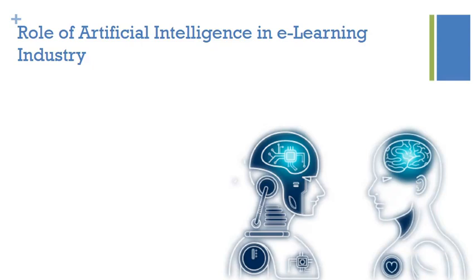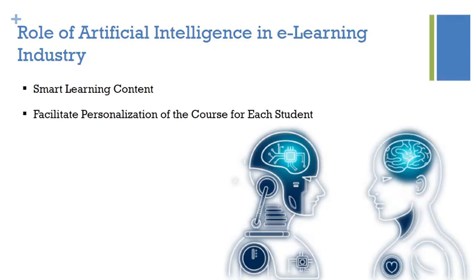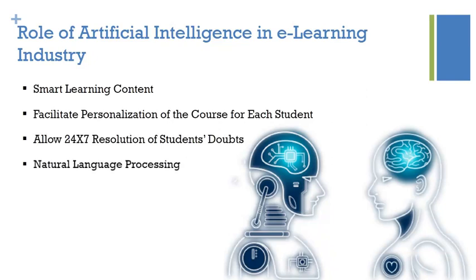Artificial intelligence can improve the following: smart learning content, and facilitate personalization of the course for each student. Every student has different educational backgrounds and thinking abilities. It is imperative to provide case studies and examples that they can best relate to, meaning that the course needs to be customized for each student for better learning. It can also allow 24/7 resolution of students' doubts, natural language processing, and real-time questioning.